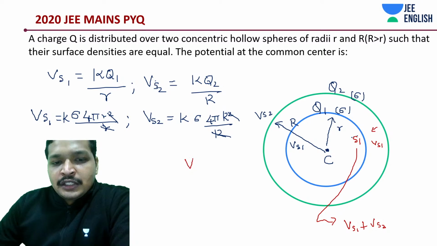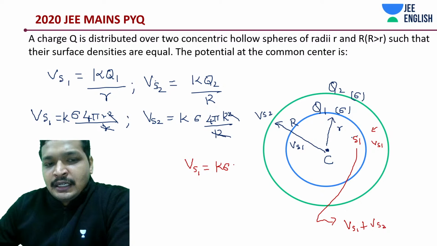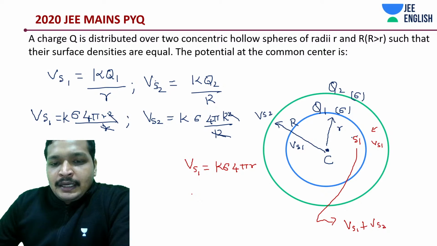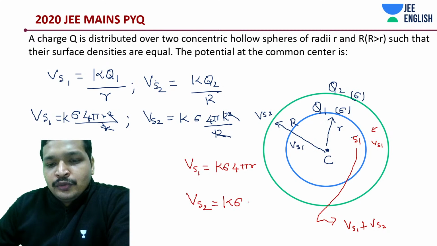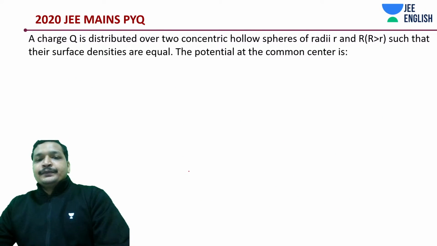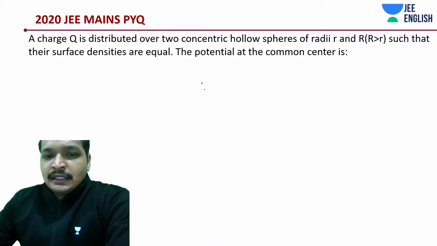So, value of Vs1 is K into sigma into 4 pi small r. I told you it's at least 4 steps to understand how to go about this problem. And Vs2 is going to be K into sigma into capital R. You need to add them both. Okay, next thing, we are just going to do that math.